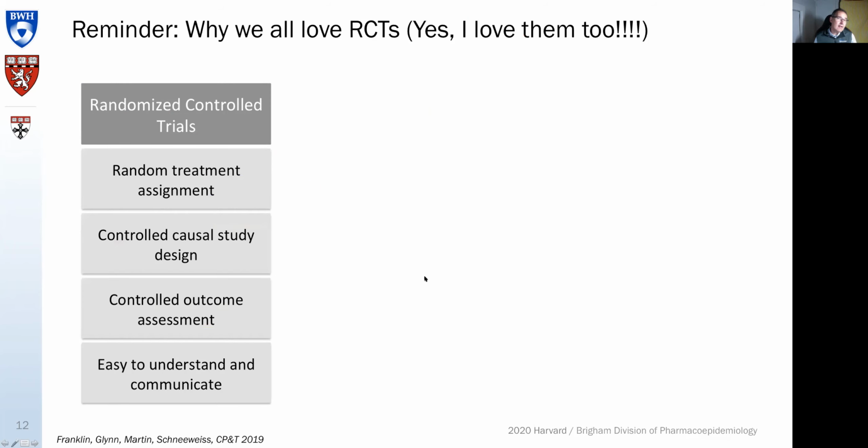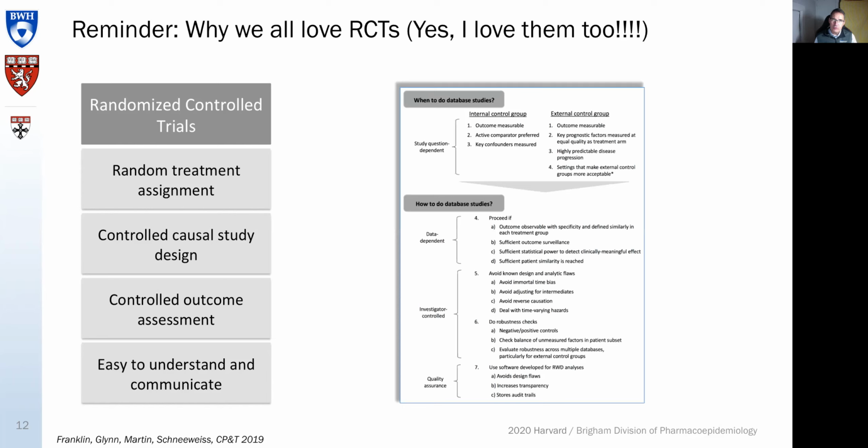And what do we love about randomized trials is, of course, the random treatment assignment at baseline, the controlled causal study design in a randomized trial, the temporality is all very clear, all the bells and whistles to reduce confounding and to reduce other biases, the controlled outcome assessment, and don't underestimate this, the ease of communicating the findings of RCTs and the ease of communicating the design and the causal interpretation of randomized controlled trials.